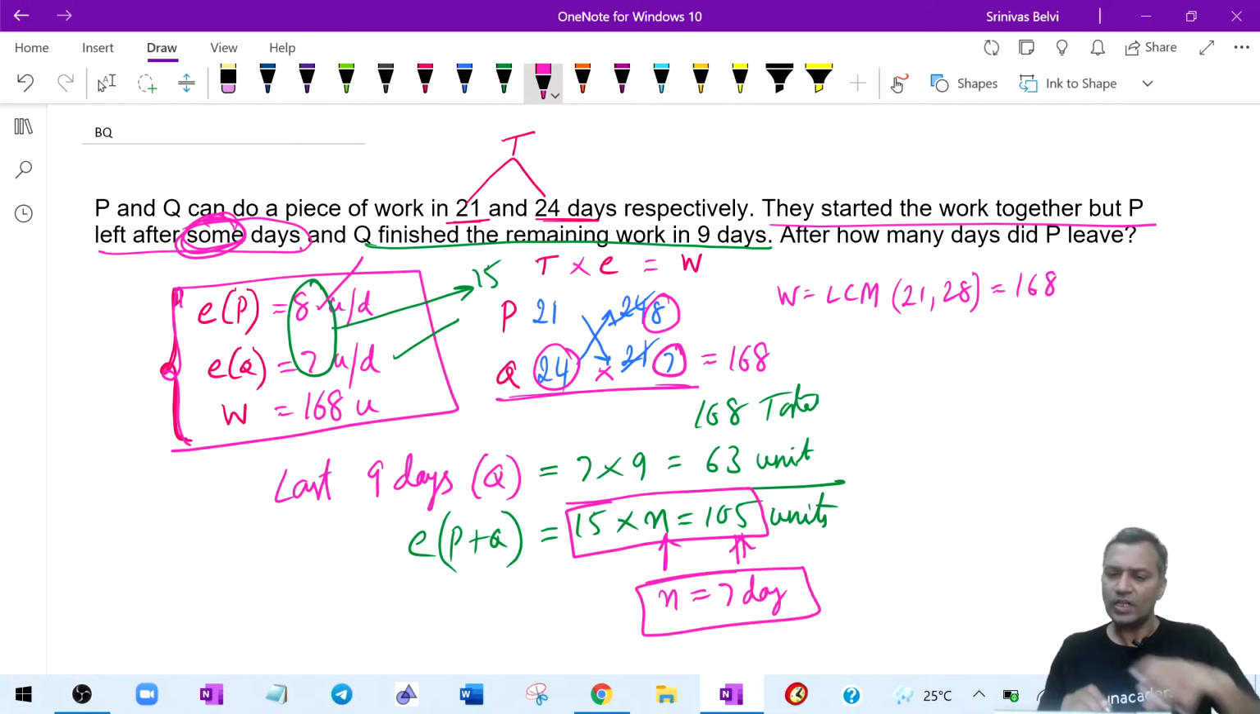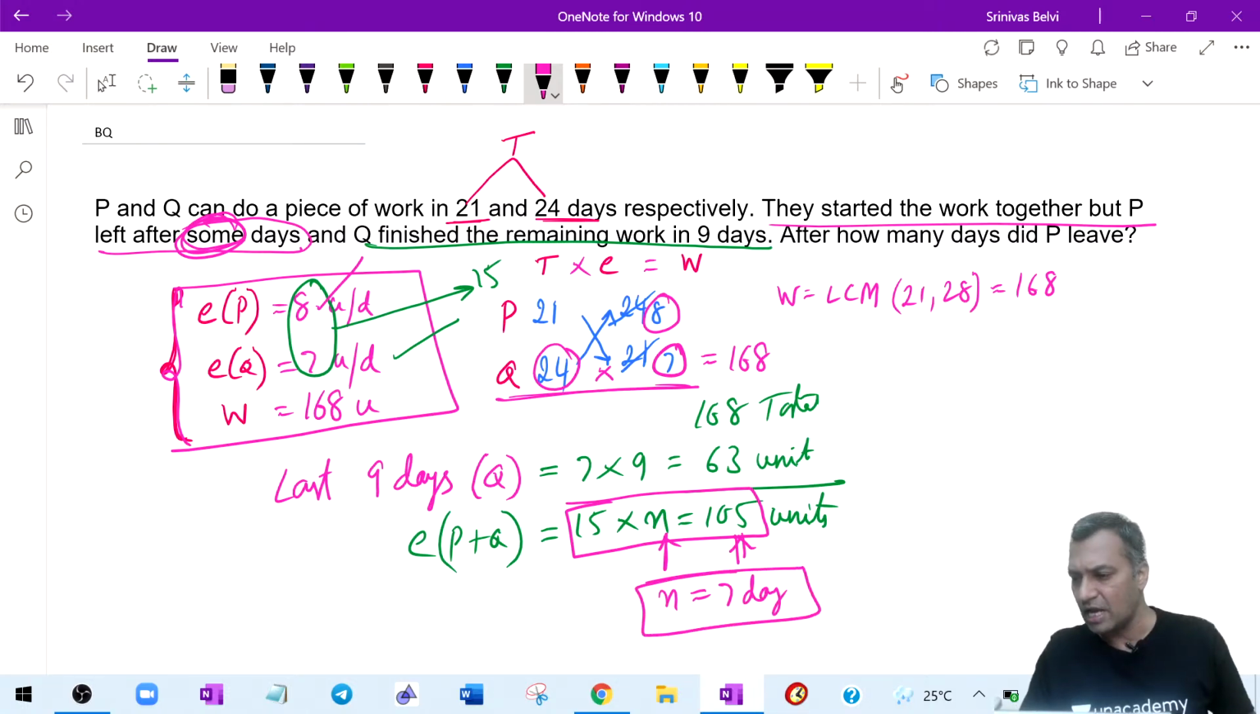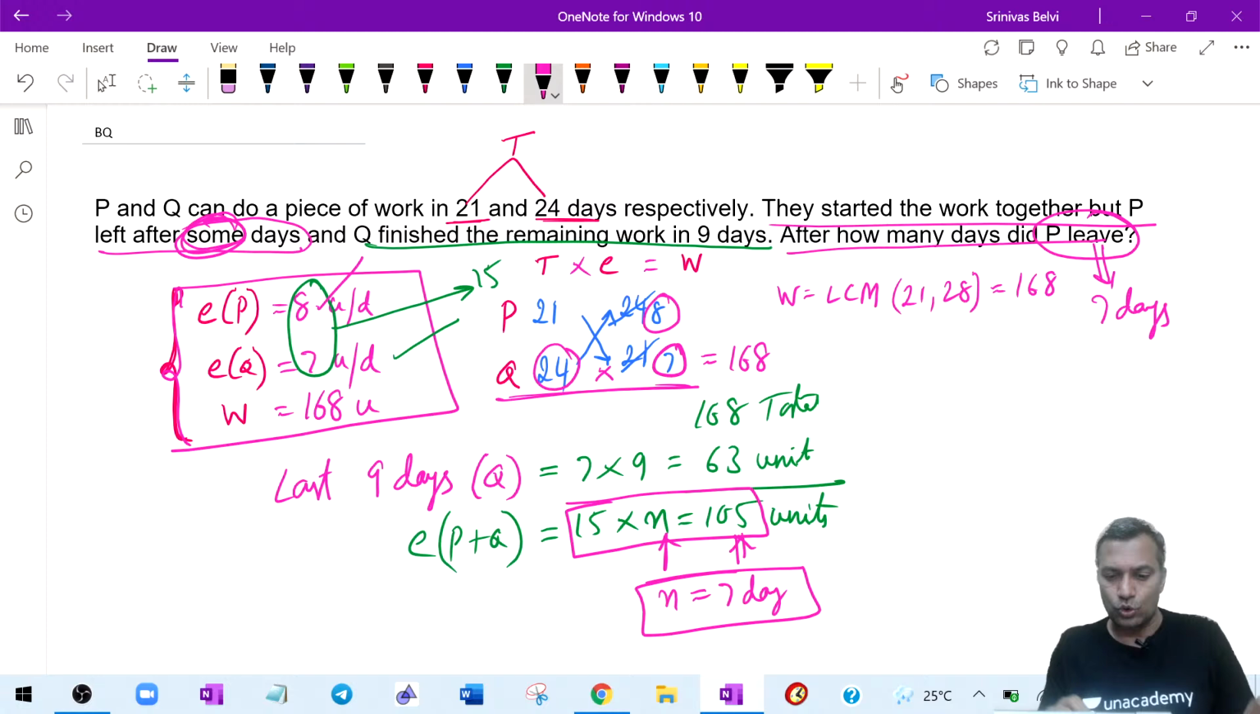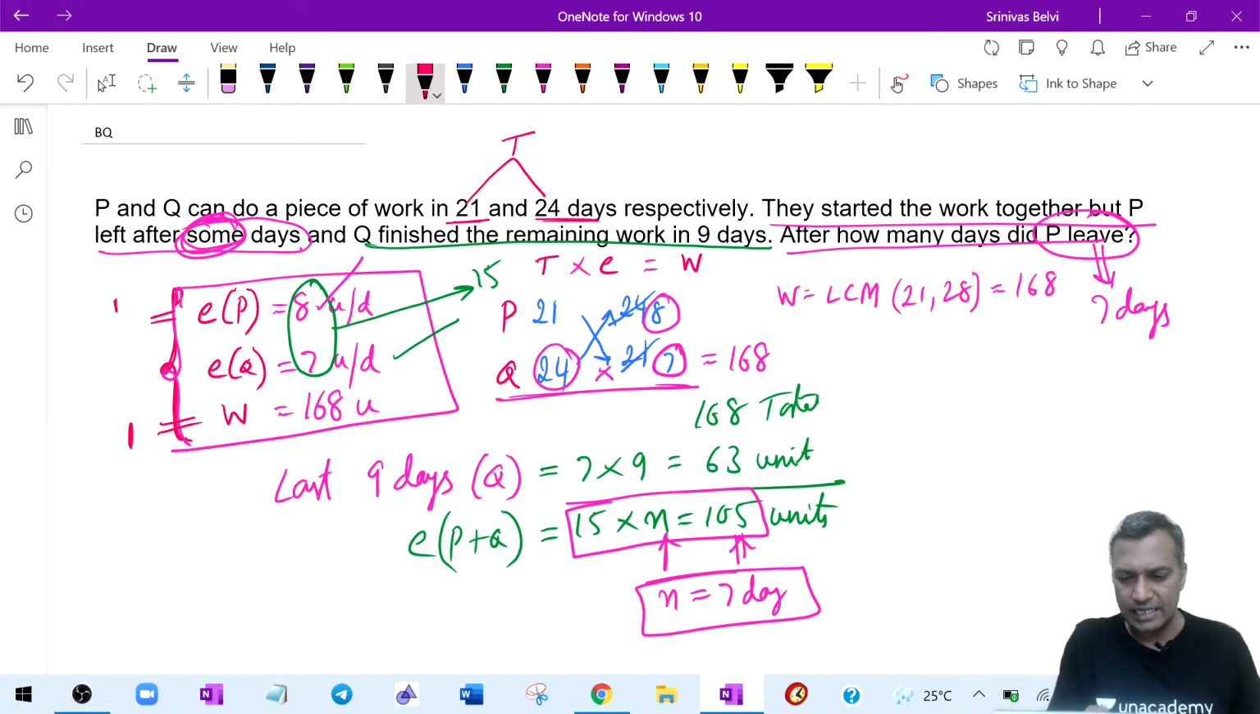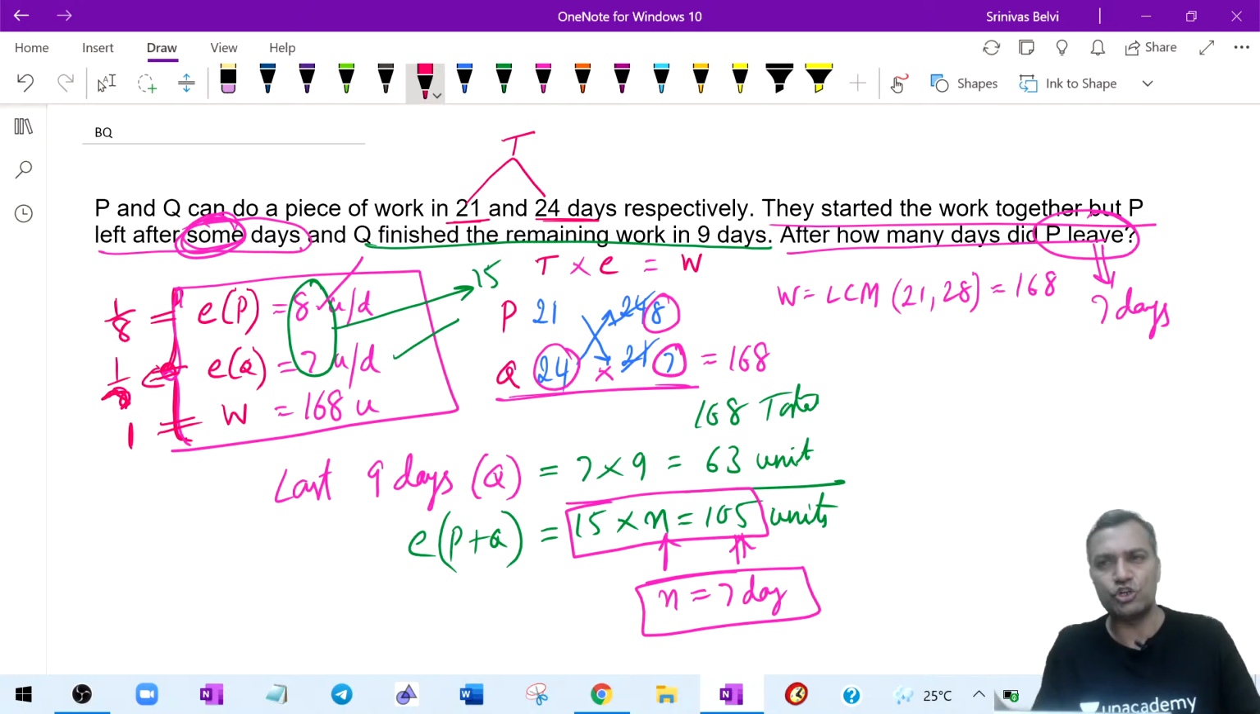7 days. Right, they worked together for 7 days. That's what is given. After how many days does P withdraw? P left after 7 days. You may say, sir, I want to take the work as 1. Fair enough, you take the work as 1, then you write the efficiency of the first fellow as this, the efficiency of the second fellow as this, and continue. It really doesn't matter which method you use.